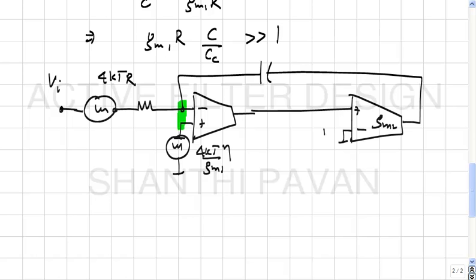At the output, what will be the influence of resistor noise? It will be proportional to 4 kT R. The transconductor noise will be proportional to 4 kT eta by Gm1, correct? So if you want the total noise to mostly come from the resistor, then what can you say about Gm1 and R? Which means that Gm1 R must be much larger than 1. Does it make sense? Okay, as usual.